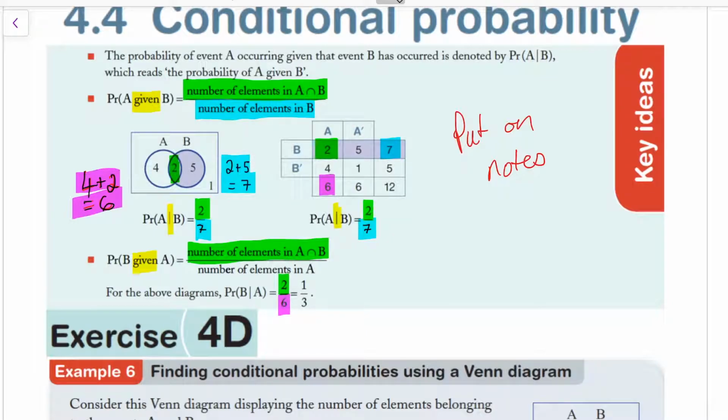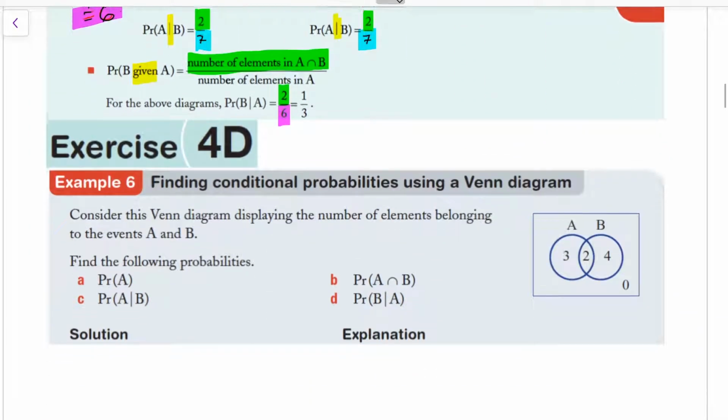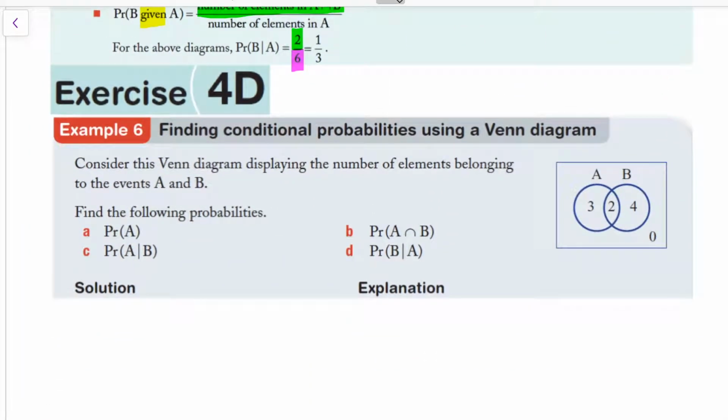All right, so let's look at our example that we have on our next page. Oh no, it's on the same page. So just down below, example number 6. Now we've got a Venn diagram to work with, and I'm combining some of the work that we've already done with some of this new conditional probability that we've been working on. All right, so consider the following Venn diagram.